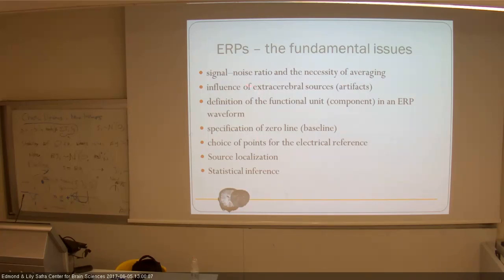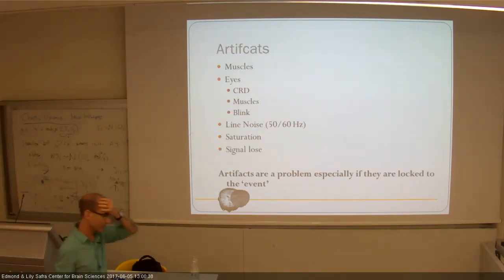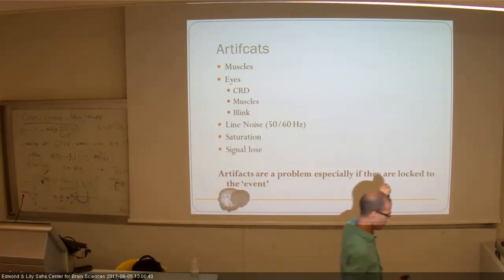Okay, so I'm going to talk about several things: about averaging, about artifacts, about what is the functional unit that we want to actually measure, how we determine the baseline, the reference, and a little bit about statistical inference. I'm going to talk more about some of these and less about the others, simply because of time constraints. And let's start with artifacts. Okay, so we put electrodes on the scalp.